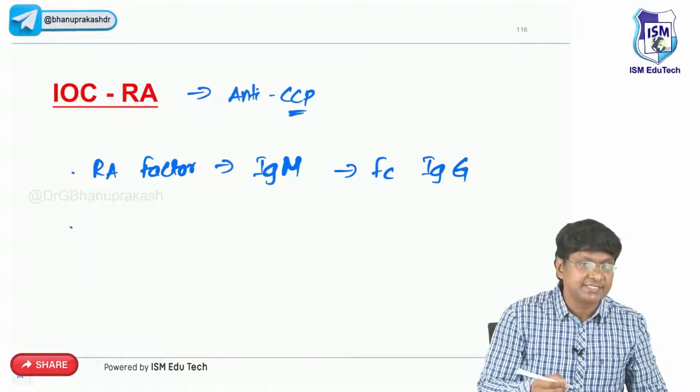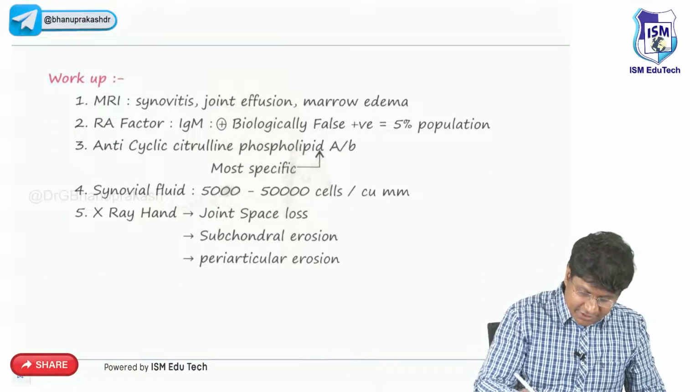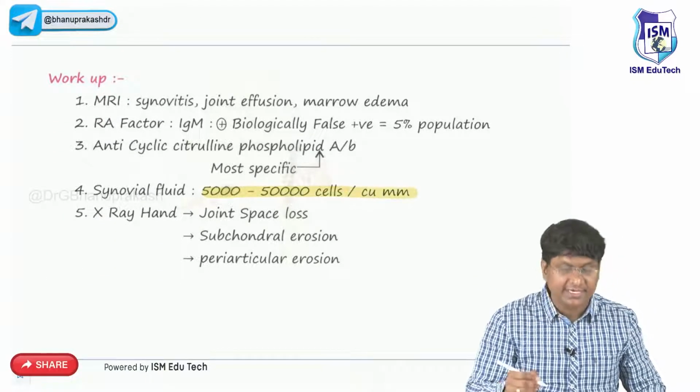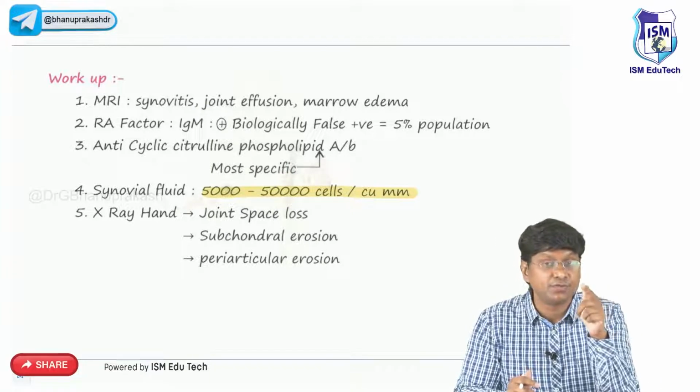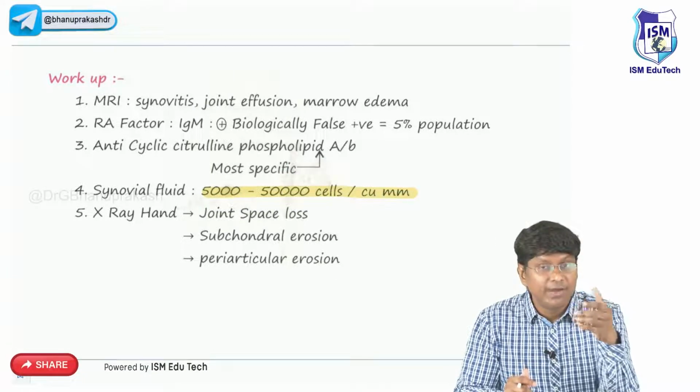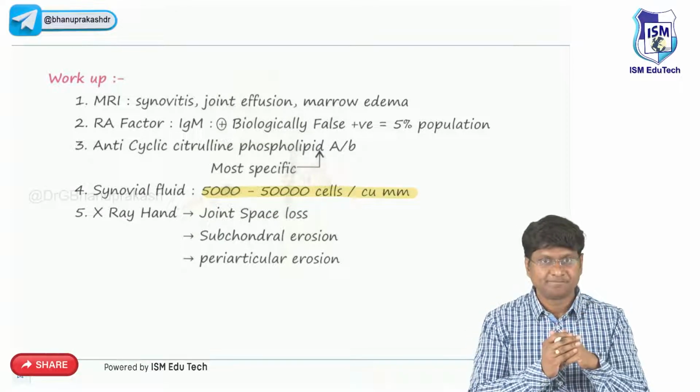And the other investigations are the synovial fluid examination. Synovial fluid examination in rheumatoid arthritis will show you that there are 5,000 to 50,000 cells per cubic millimeter. Why? Because it's an inflammatory condition. And next important is the X-ray.